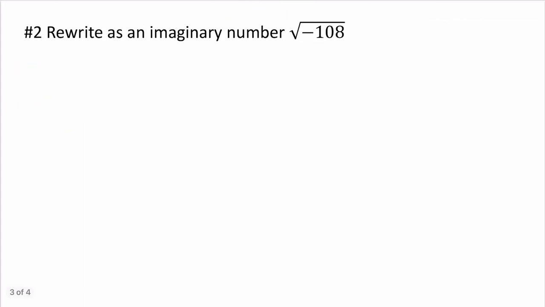Now let's work on rewriting this as an imaginary number. So I have the square root of negative 108. What I need to do is figure out the biggest perfect square that evenly divides 108. The biggest perfect square that evenly divides 108 is going to be 36. So I'm going to factor out that 36, and that leaves me with a negative 3 under the square root. The square root of 36 becomes 6. So I have 6, and then the square root of negative 3 is basically the square root of 3 times the square root of negative 1.